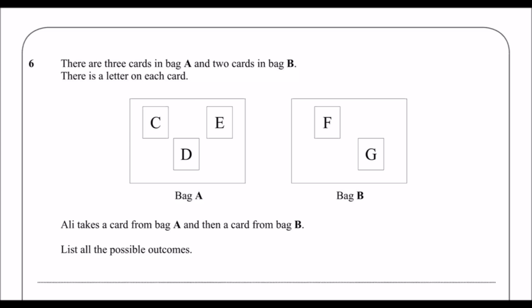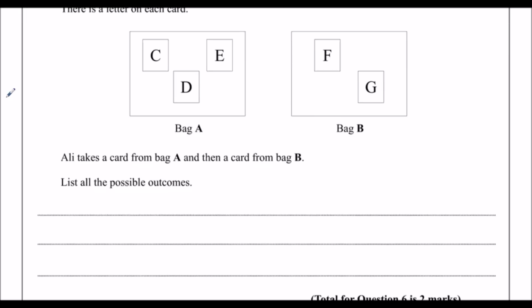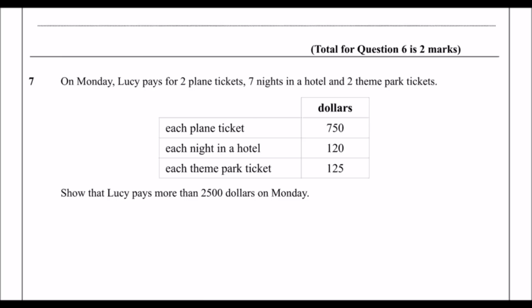Question 6. There are 3 cards in bag A and 2 cards in bag B. There's a letter on each card. Ali takes a card from bag A and then a card from bag B. List the possible outcomes. So for A, we could get C, and then F from B, or we could get C and then G. They're both the outcomes of C. If we got D first, we could get DF or DG. And if we got E first, we get EF or EG. So they are all the possible outcomes.